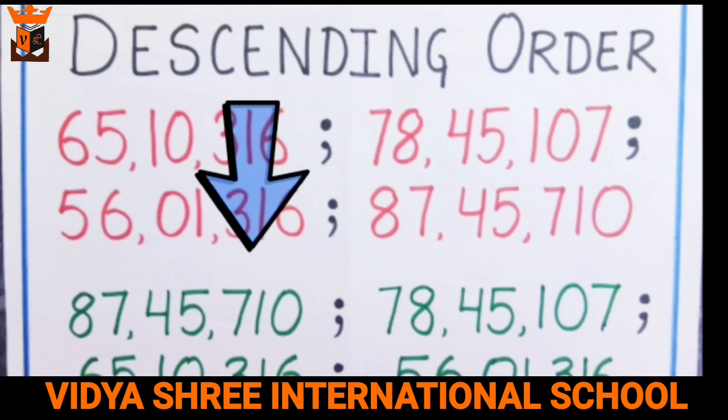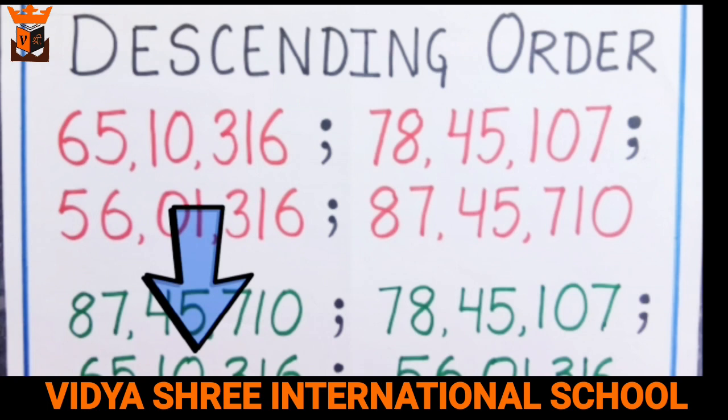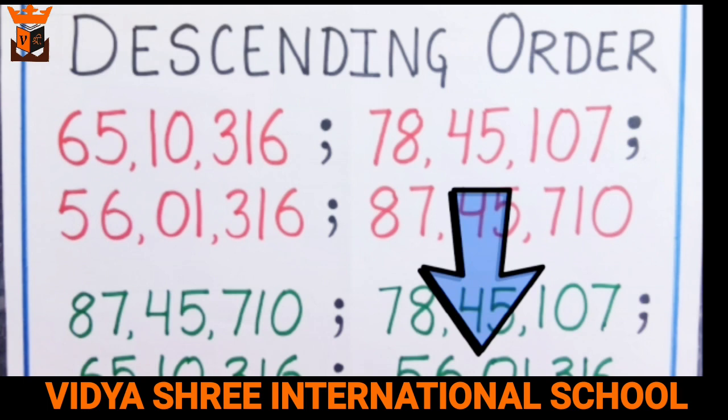87,45,710, 78,45,107, 65,10,316 and the last number is 56,01,316.